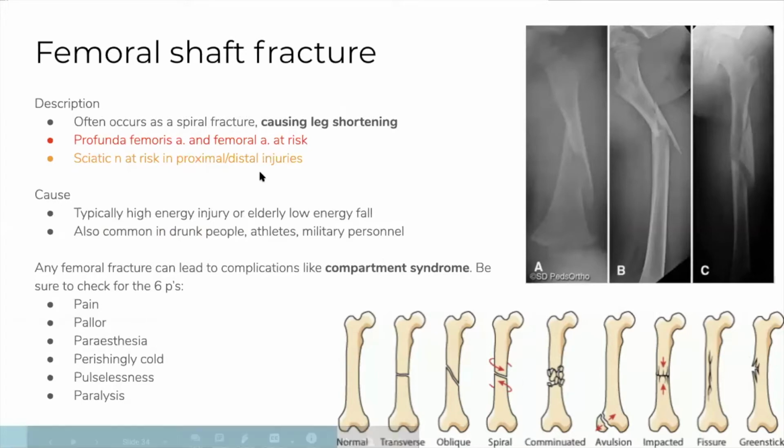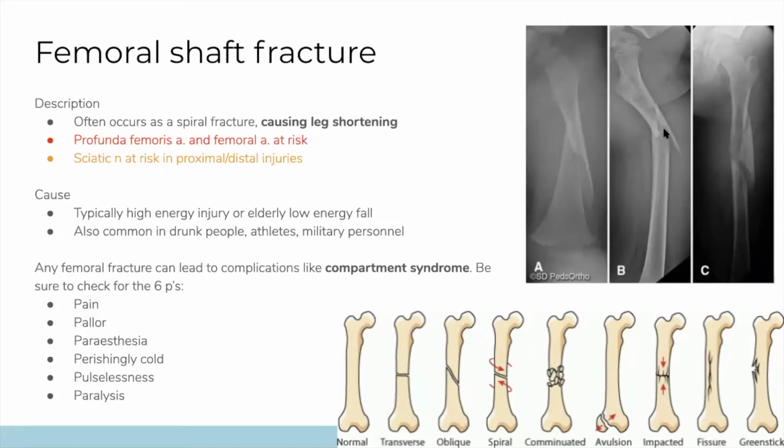There's a couple of complications, but first of all, the profunda femoris artery can be at risk, and maybe the femoral artery too. But if you remember, the profunda femoris artery moves really closely to the femur because it is called the deep femoral artery. So that can be lacerated or just interrupted when there's a fracture of the femoral shaft.